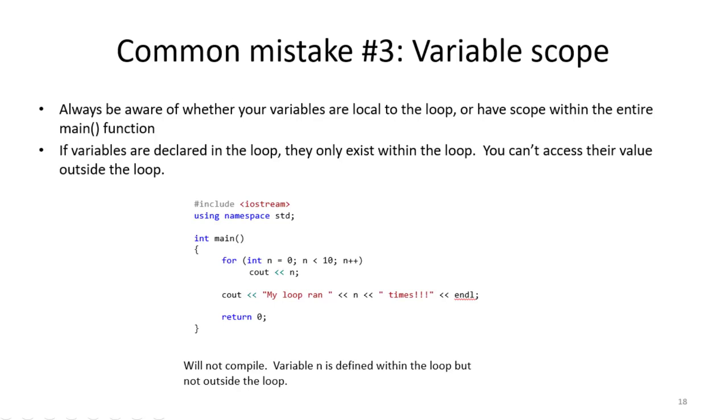So that brings us to common mistake number 3, variable scope. So here you always want to be aware of where your variables exist. Remember, if you declare the variables in the loop, they only exist within the loop. What that means is that you can't access their value outside the loop because that is outside the scope of that variable. So if our variable does not exist outside the code where it was declared, then we will get a compiler error.